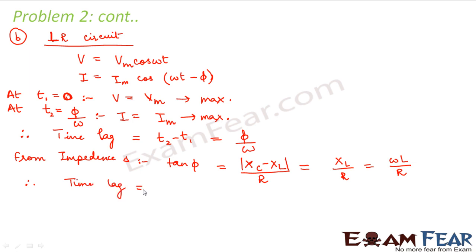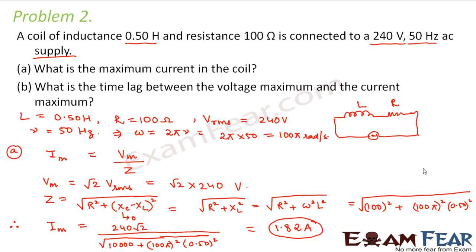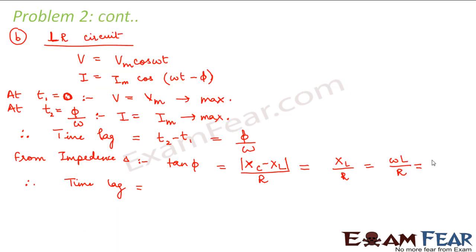So therefore, we can calculate the time lag. What is this omega? We can see from the previous slide that omega comes out to be 100 pi radian per second. So this will be equal to 100 pi into 0.5 divided by R, that is 100. So tan phi comes out to be 0.5 pi. Therefore, phi is equal to tan inverse of 0.5 pi, which comes out to be 57.5 degrees.